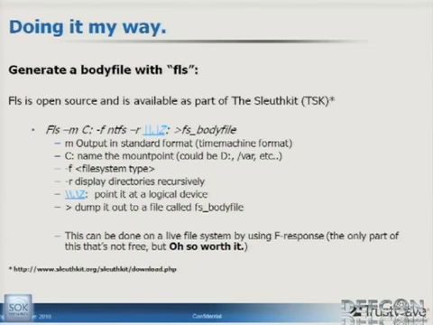And I've got a little detail here about what this command is actually doing. -m is just output it in a standard format. In this case, it's time machine format. -c names the mount point, and again, I said there could be D, could be var, could be root, could be whatever you're working on. -f, you designate the file system type. -r, you display everything recursively, and then point it at a logical device. And then the greater-than dumps it out to whatever kind of file you want to call it. It doesn't matter, just whatever you want.